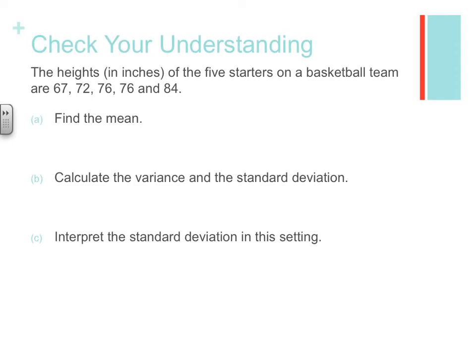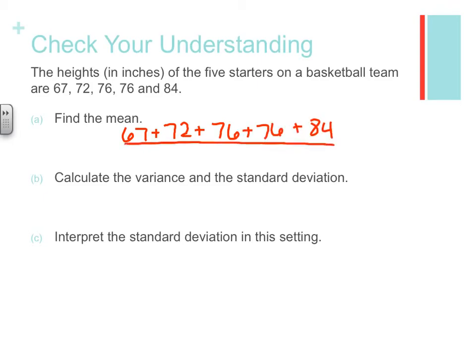Okay, so let's go ahead and find the mean. So what we're going to do is we're going to add them all together. 76, 84, over 1, 2, 3, 4, 5, which is going to give me a mean of 75. Okay, now we're going to start to calculate the variance and the standard deviation.